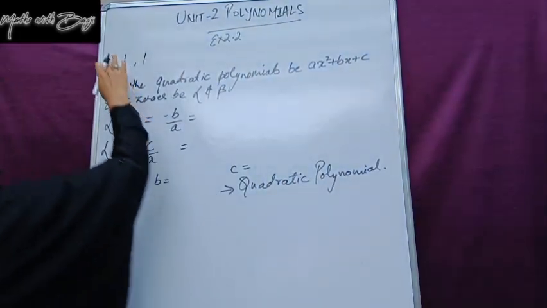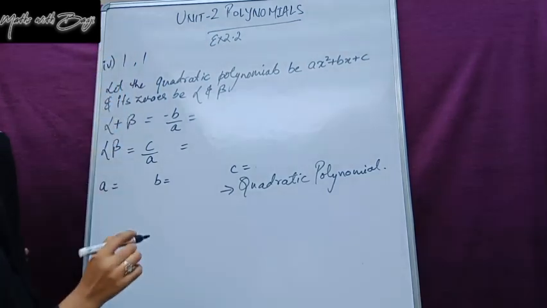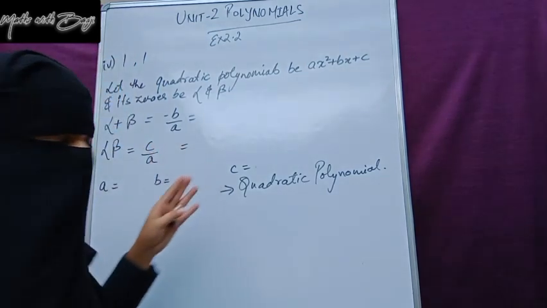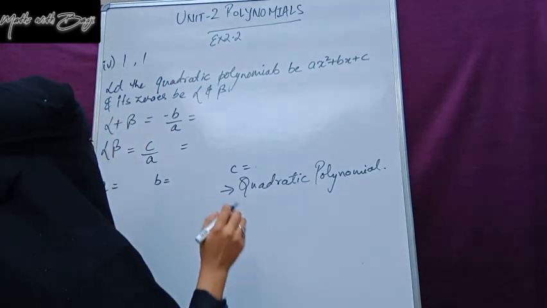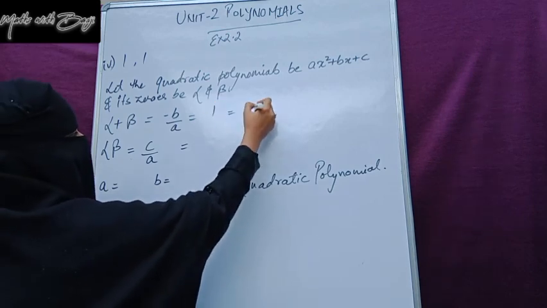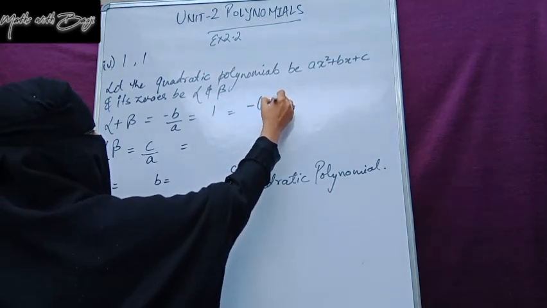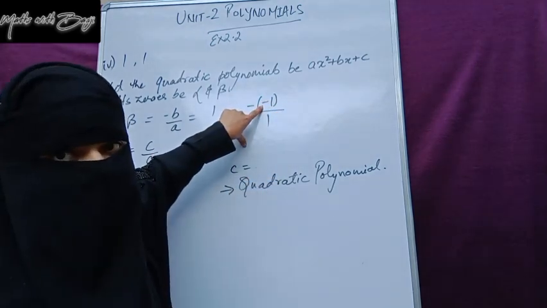Now this is part 4. Wait, I will rub this. This is part 4 and the number of zeros are 1, 1. So how will we find it? Sum of its zeros is minus b upon a, so we can write 1, or we can write minus into minus 1 upon 1. This way we will get the value of b.